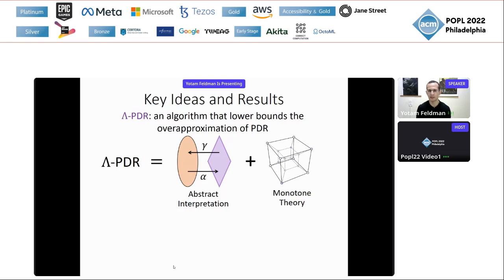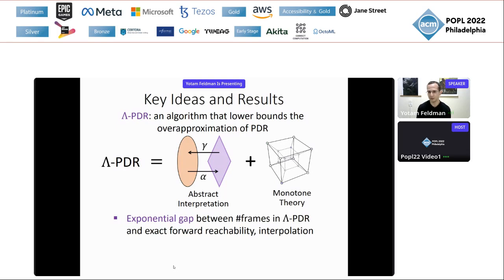We show that lambda PDR is equivalent to an abstract interpretation procedure in a domain where the abstraction function is the monotone Hull operator from the monotone theory. We show that this can lead to significant overapproximation and at times to an exponential gap between the number of frames required for lambda PDR to find an invariant and the number of iterations required for exact forward reachability to do the same. We also have a similar gap between lambda PDR and a variant of interpolation-based invariant inference, demonstrating that this kind of abstraction and overapproximation are really something unique to PDR.